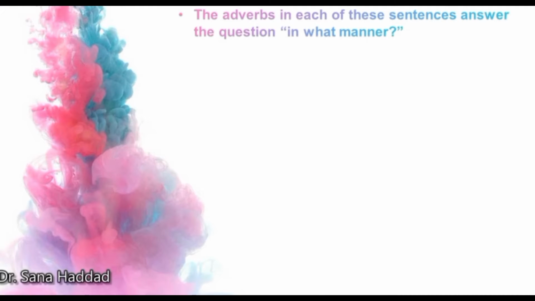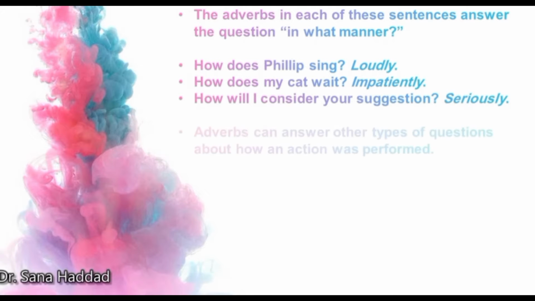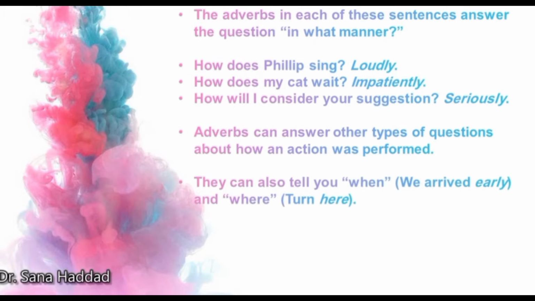The adverbs in each of these sentences answer the question, in what manner? How does Philip sing? Loudly. How does my cat wait? Impatiently. How will I consider your suggestion? Seriously. Adverbs can answer other types of questions about how an action was performed. They can also tell you when, we arrived early, and where, turn here.